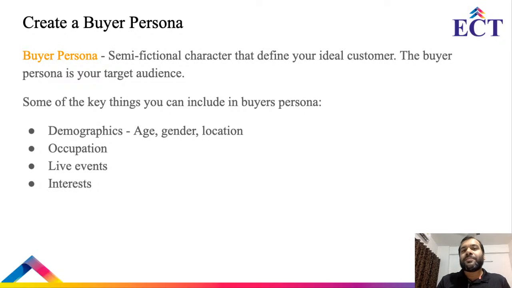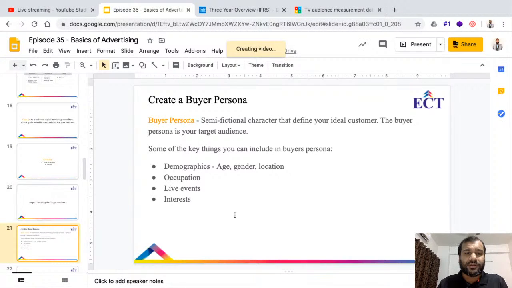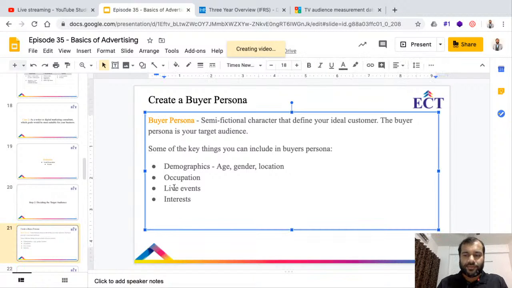Okay, now let's see the target audience, creating a buyer persona. In this particular case, a buyer persona is basically a semi-fictional character that defines your ideal customer. Okay, the buyer persona is your target audience. Some of the key things that you can include in a buyer persona are demographics, occupation of the target audience, life events, and their interests.